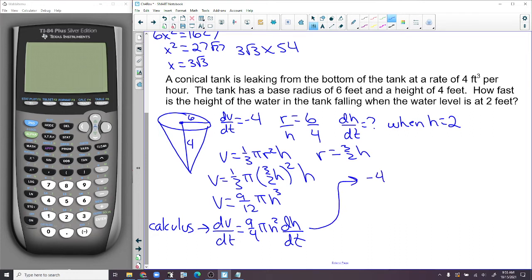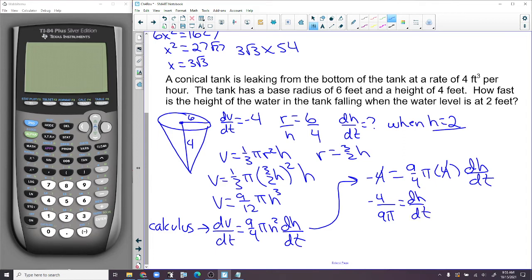So -4 is equal to 9/4 pi times 4, 2 squared, h squared, and then dH/dt. Oh, 4 divided by 4 is 1. So if I divide that over, that's -1. And then -4 over 9 pi is the dH/dt.